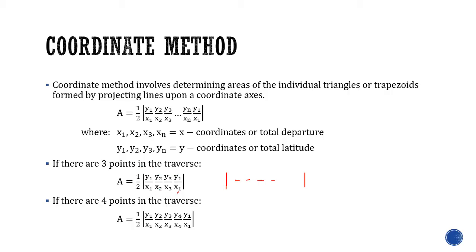And so, kung apat naman yung points sa traverse, ganito mangyayari: 1/2, y1 over x1, y2 over x2, y3 over x3, y4 over x4, y1 over x1. Kung meron kang 5 points, ganun din mangyayari, magkakaroon lang dito ng y5 over x5. Ganun siya sinusulat. Tapos substitute mo lang, tapos makukuha mo na yung sagot.